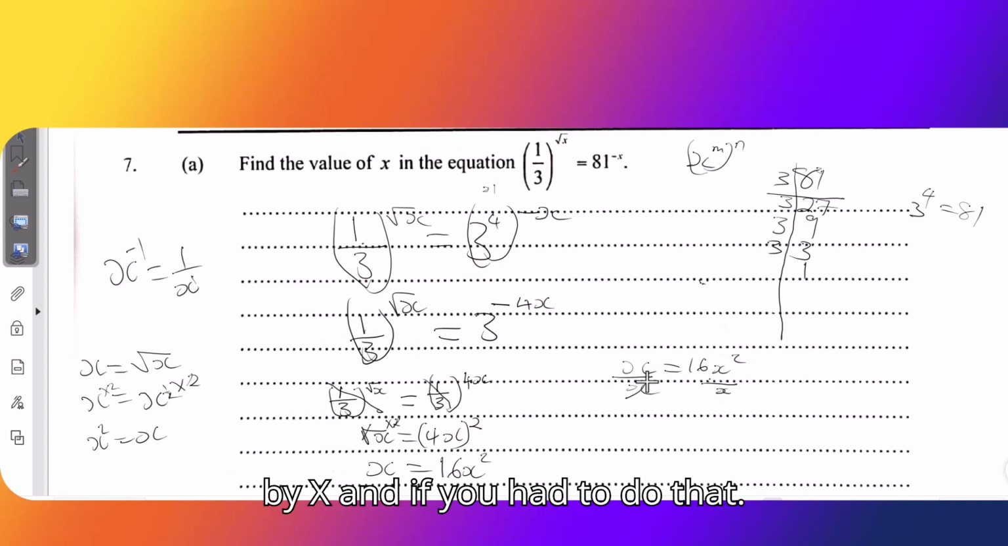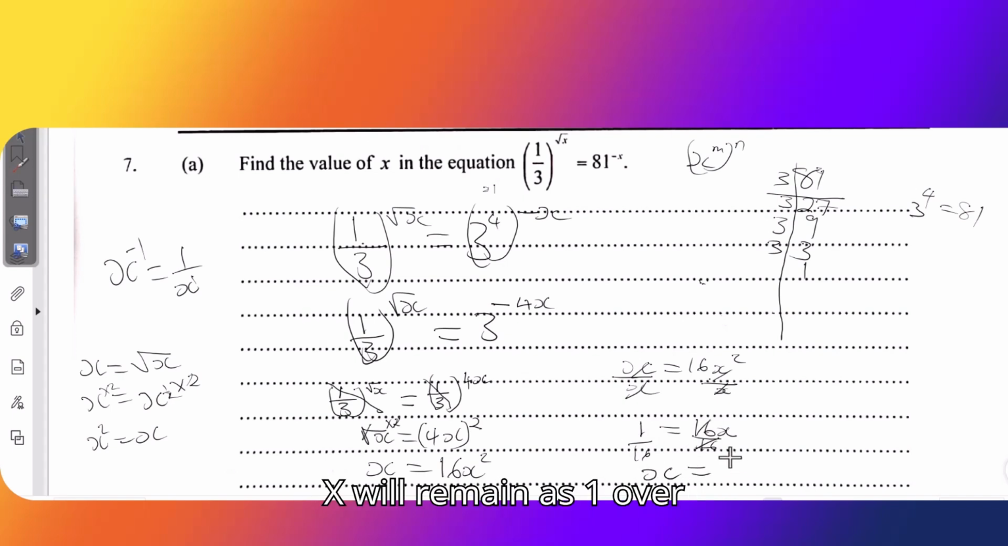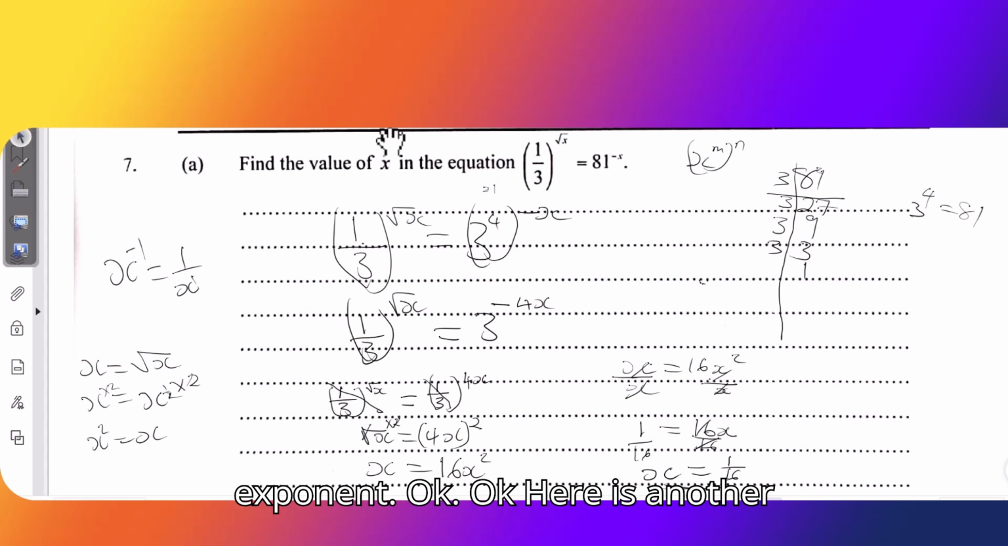And if you do that, here we are remaining with 1, and here we are remaining with 16x. And we divide both sides by 16. And if that is the case, x will remain as 1 over 16 as our final answer. So that's how we deal with the exponent.